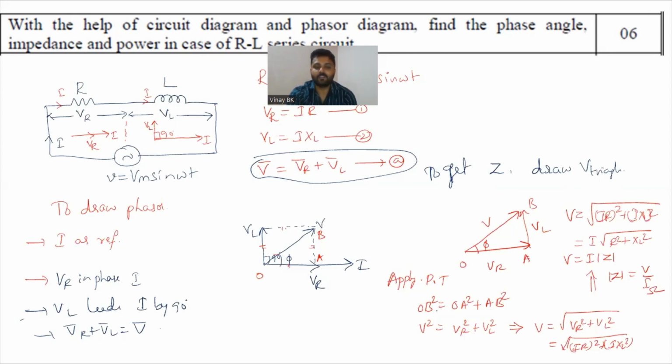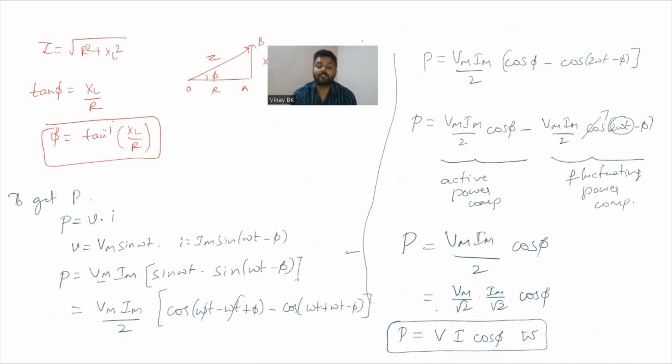First the circuit diagram, then you need to write V equals VR plus VL. Before that, you have to define VR equals I into R, VL equals I into XL, then total voltage equals VR plus VL. Then you draw the phasor diagram, then the voltage triangle, then apply Pythagoras theorem, and you get V equals I into square root of R square plus XL square, where square root of R square plus XL square is nothing but impedance Z. Similarly, to get the phase difference, you draw the impedance triangle, then define tan phi, that is XL by R.